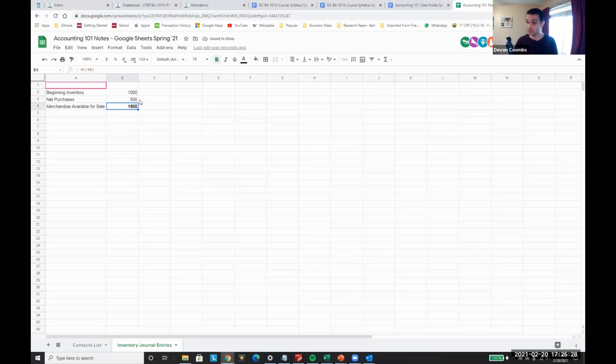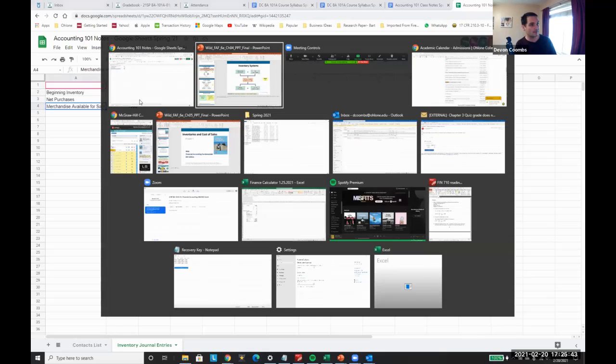And I'll help you all build formulas to show you how you can leverage this for your homework and your assignments, because this is what you'll be using in your jobs, either this or Excel. So beginning inventory plus net purchases is going to be your merchandise available for sale. That's what we have available for sale.